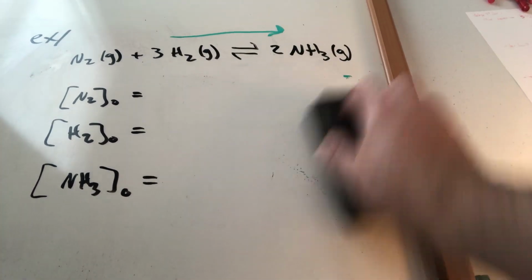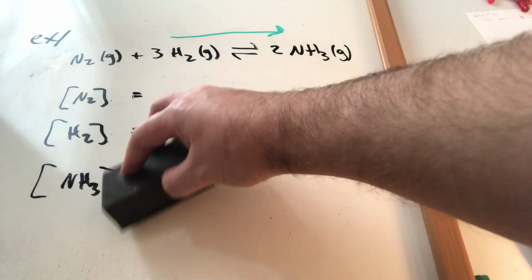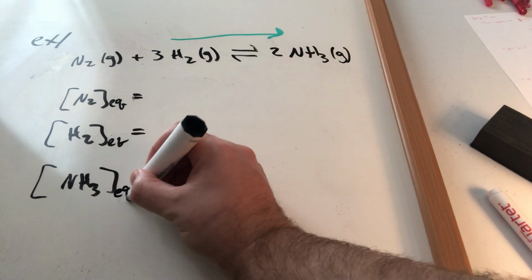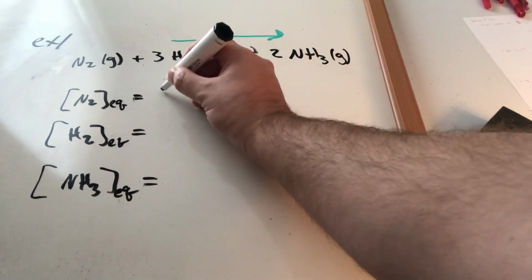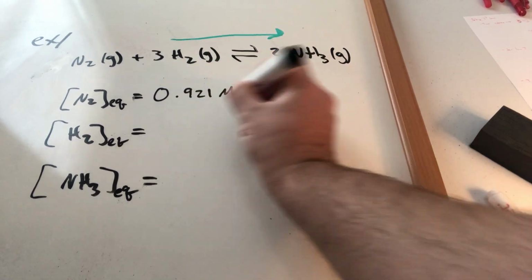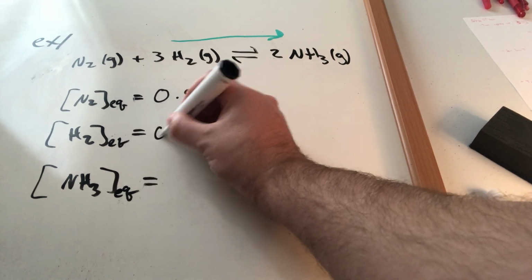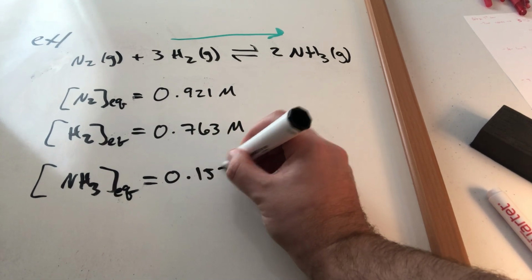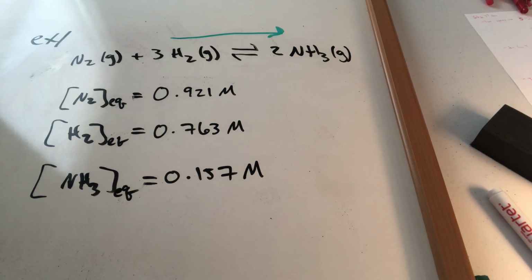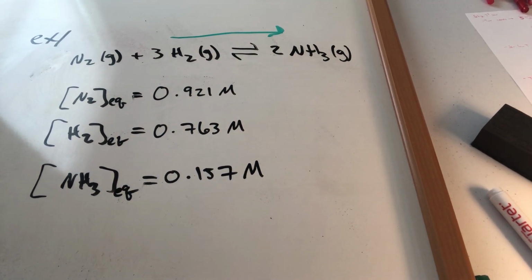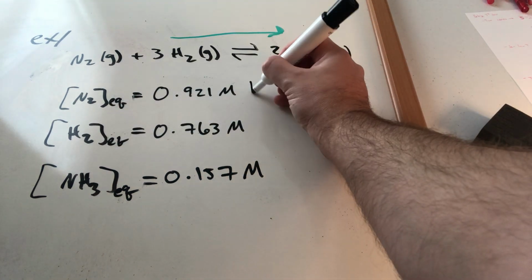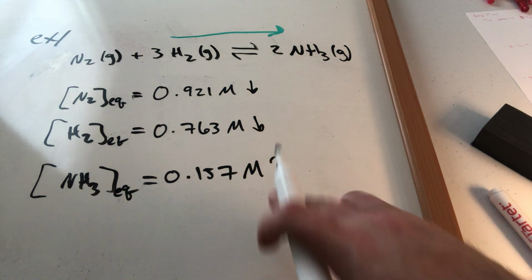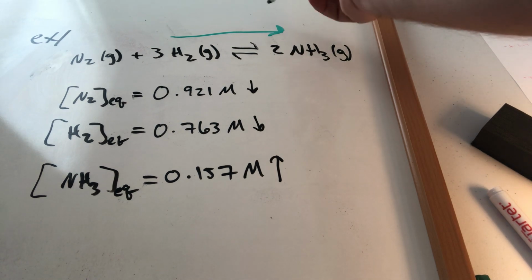When we look at our equilibrium information for that setup, we see that our prediction with Q being less than K manifests as the equilibrium concentration going to 0.921 molar for N2. The equilibrium concentration of H2 is 0.763 molar, and the equilibrium concentration for NH3 is 0.157 molar, sorry. So what happened? Relative to the initial information, the reactant concentration went down, and relative to that initial information, the product concentration went up, just like we predicted with our Q.